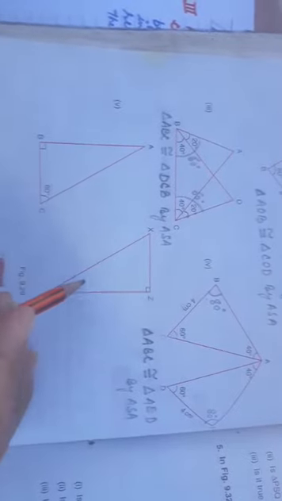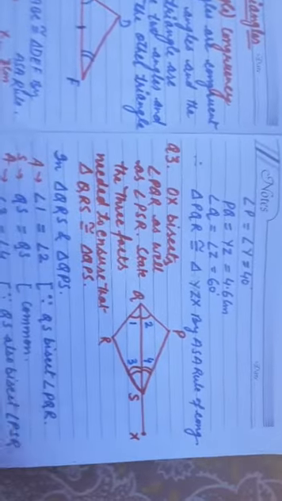Included side is not given in this case. So we can't say that these two triangles are congruent by the angle side angle rule. Now the next question, question number 3.